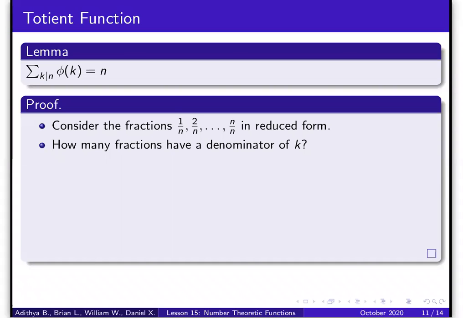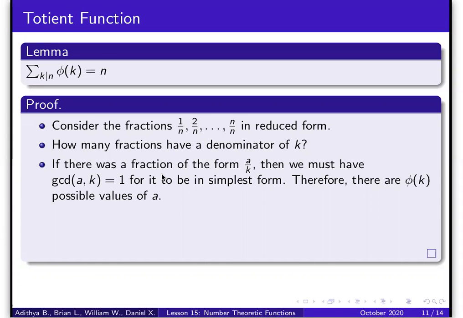Yeah, I think you meant 5k, but yeah. So as I said, in order for this fraction to be in simplest form, the numerator has to be relatively prime with k. Since there are 5k integers less than or equal to k that are relatively prime with k, there are 5k possible values for that numerator. So there's 5k fractions with the denominator of k.